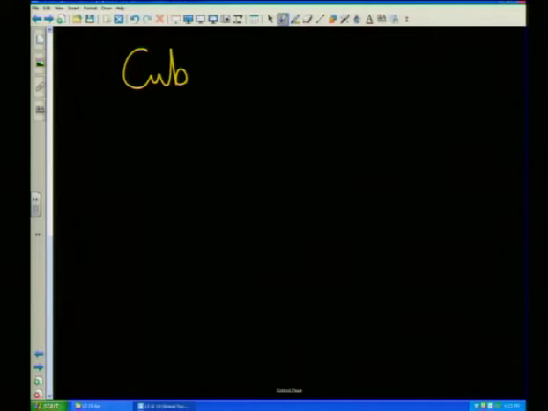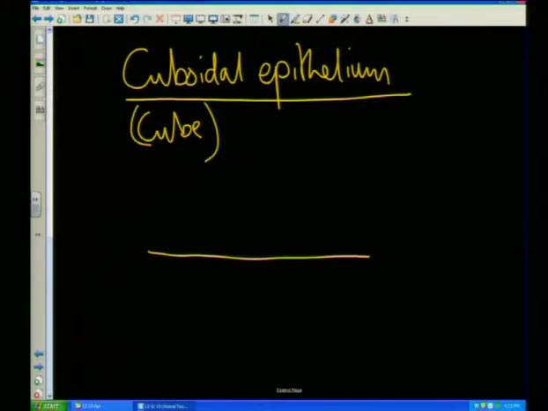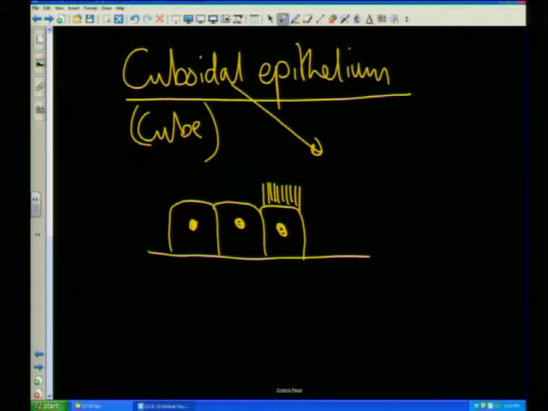So if we look at cuboidal epithelium, cuboidal comes from the word cube. So it has a cube shape. So there's your basement membrane, and you'd have these little squarish structures like that that have a nucleus. And you could also get ciliated cuboidal epithelium, which would mean that it has cilia. But what cuboidal cells have, which is very special, is lots of mitochondria.